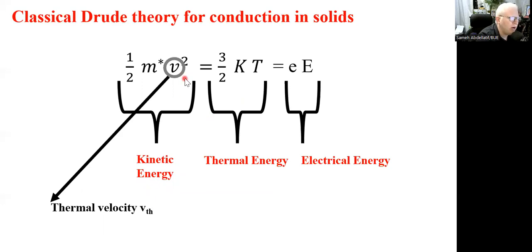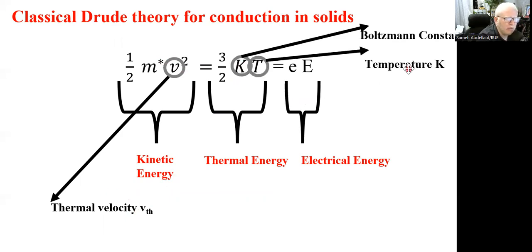This velocity, we call it the thermal velocity, simply because the source of this energy is the temperature. So electrons are now moving in what we can call a random walk or random motion. And as the kinetic energy is an alternative to the thermal energy, we call this the thermal velocity. And of course, you know that k is the Boltzmann constant and T is the temperature. And as I just mentioned, E is the electrical energy in electron volts.